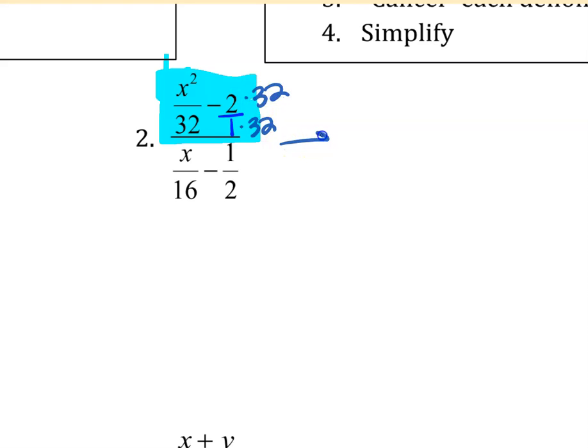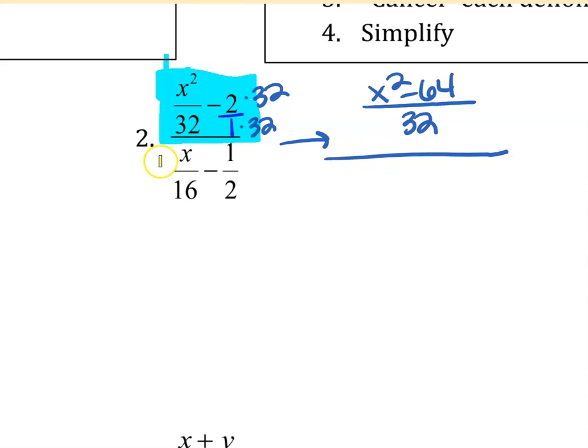Okay, so by doing that, my numerator is now x squared minus 64 all over my common denominator of 32. Now I'm going to look at the bottom. Between the 16 and the 32, I would say the common denominator is 16. So I could multiply this by 8, multiply that by 8, and now I have x minus 8 all over my common denominator of 16.